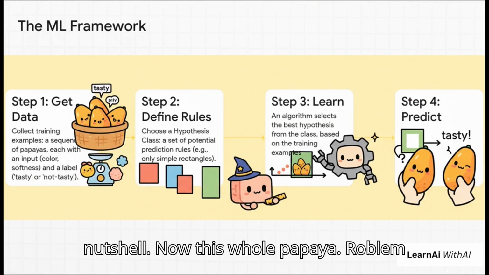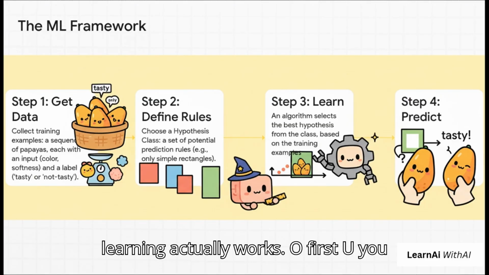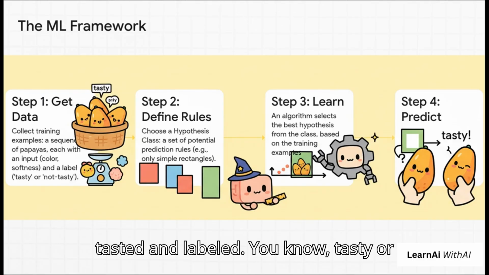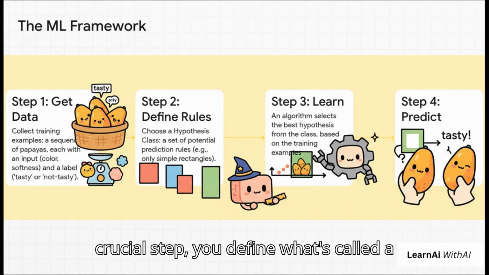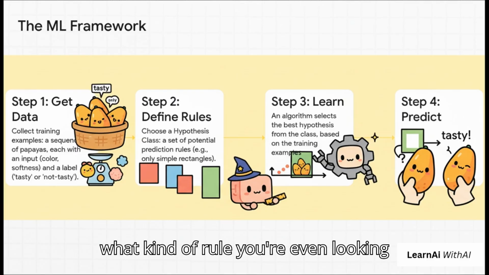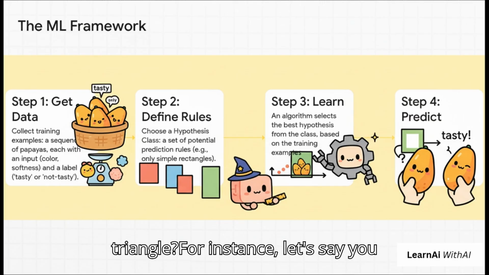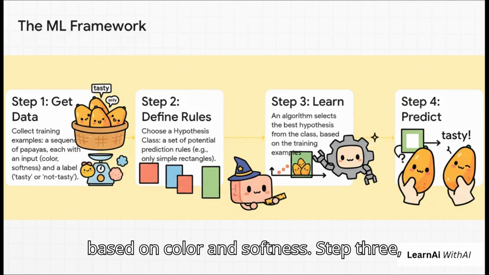Now, this whole papaya problem lines up perfectly with how machine learning actually works. So first up, you get your training data. This is just your basket of papayas that you've already tasted and labeled, tasty or not tasty. Then, and this is a really crucial step, you define what's called a hypothesis class. This is you deciding what kind of rule you're even looking for. Are you looking for a circle, a triangle? For instance, let's say you decide to only look for simple rectangles based on color and softness.